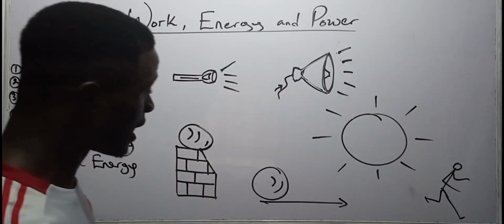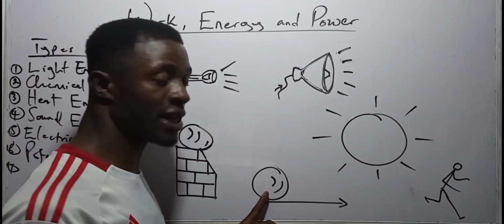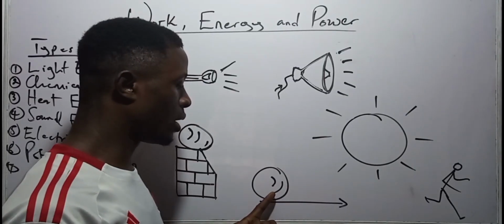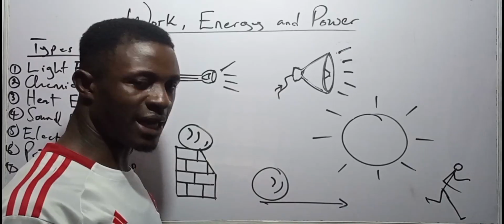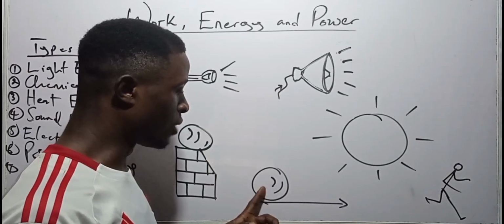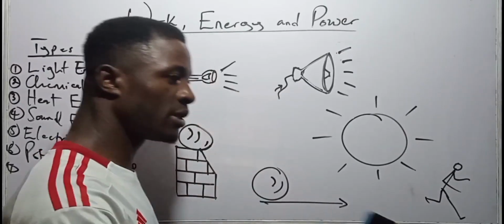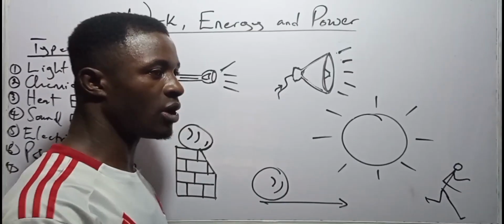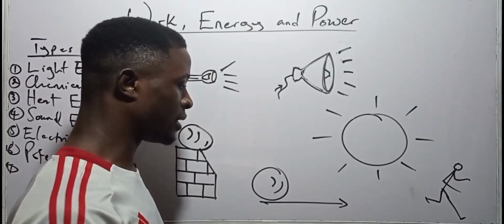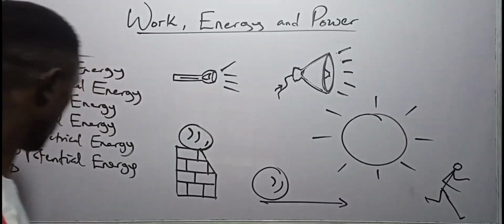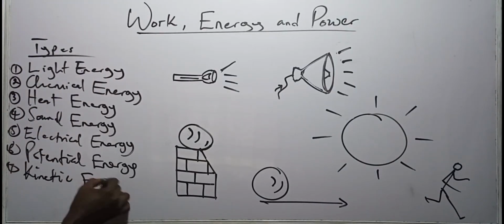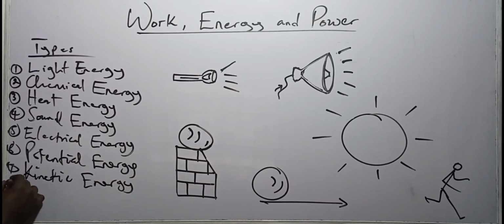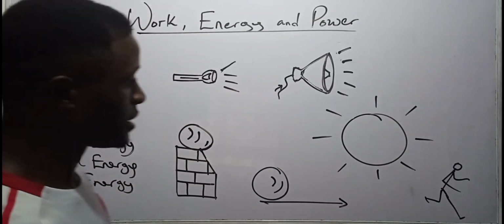Now look at this next diagram. This next diagram is showing a moving rock or a moving ball or an object that is moving. It can be a car. Now look at this. Any object that is moving at a particular speed or at a particular velocity has a kind of energy that is called kinetic energy. That is that.